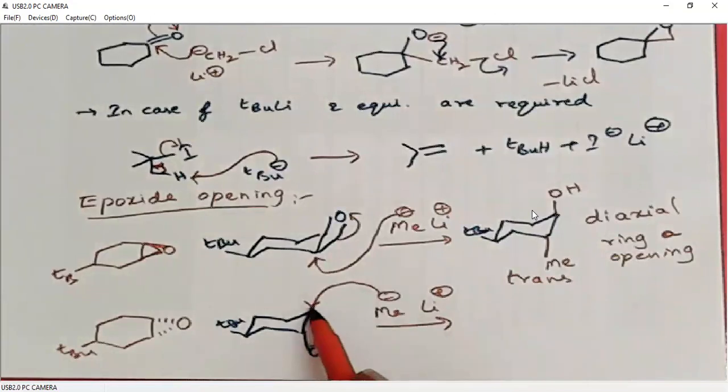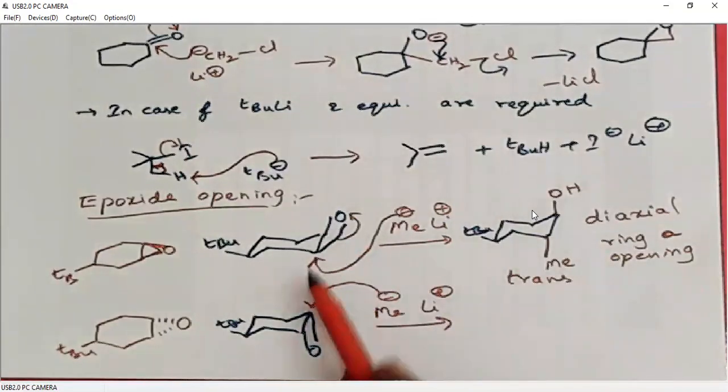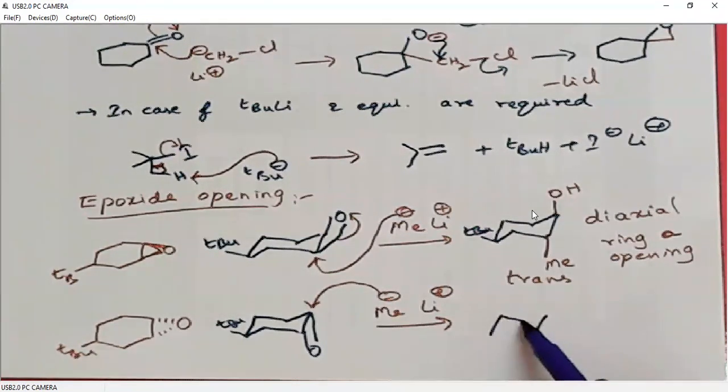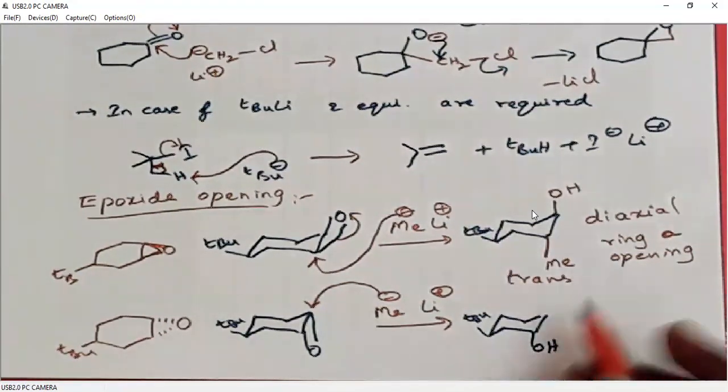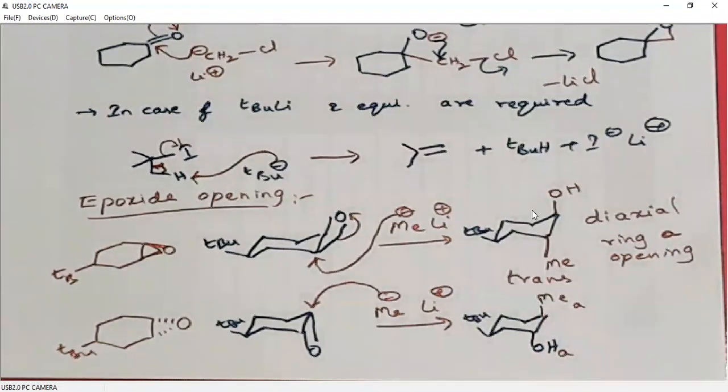When it is approaching from above the plane, yes, it is an axial position. When it is approaching from below the plane, it is approaching from the axial position. So we will get a diaxial product. Epoxide will be below the plane, methyl group will be above the plane. So this is axial, this is also axial. So we are getting a diaxial product. Of course, it is a trans diaxial.